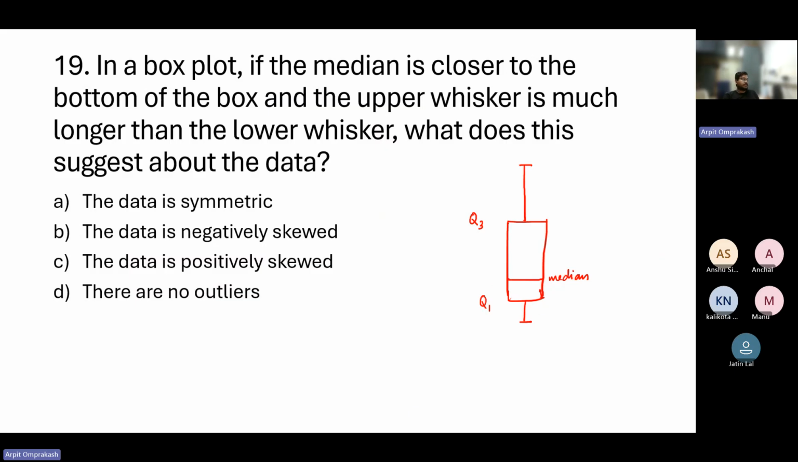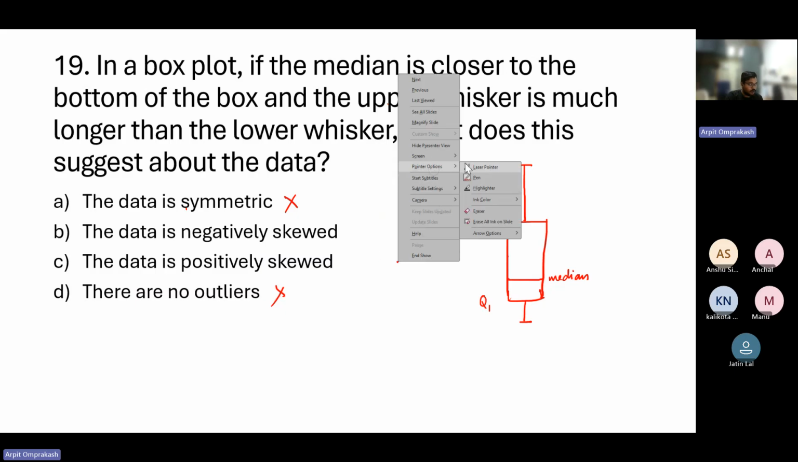A, the data is symmetric. B, the data is negatively skewed. C, it is positively skewed, or there are no outliers. So since we have not talked explicitly about outliers, we cannot discredit this. The data might have outliers. We are not talking about it. So the data is not symmetric for sure because the median is not towards the center, right? If the data is symmetric, the median would come towards the center of the distribution, right? So this thing you can imagine it as a distribution itself. Actually, it will be helpful if I plot it horizontally.